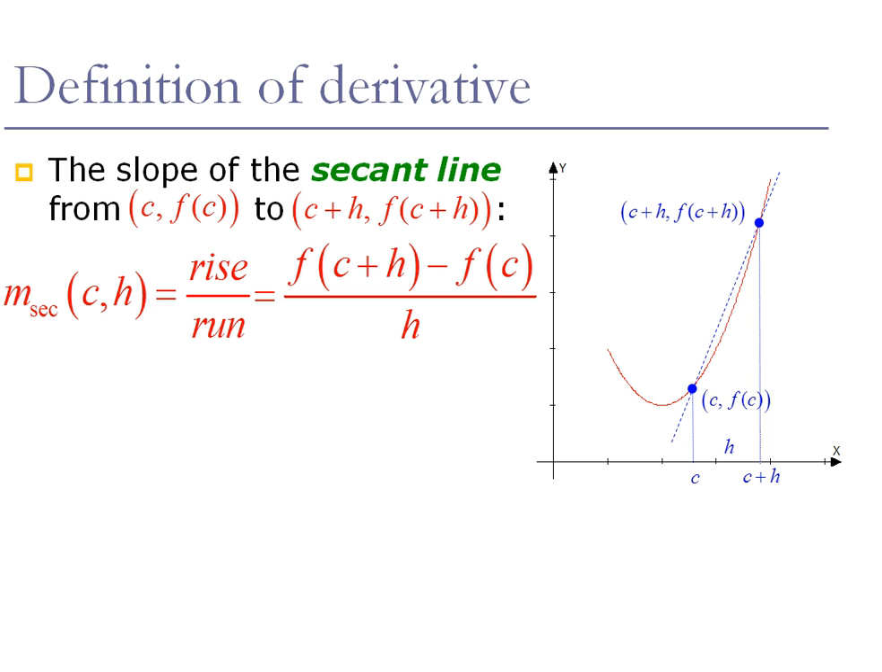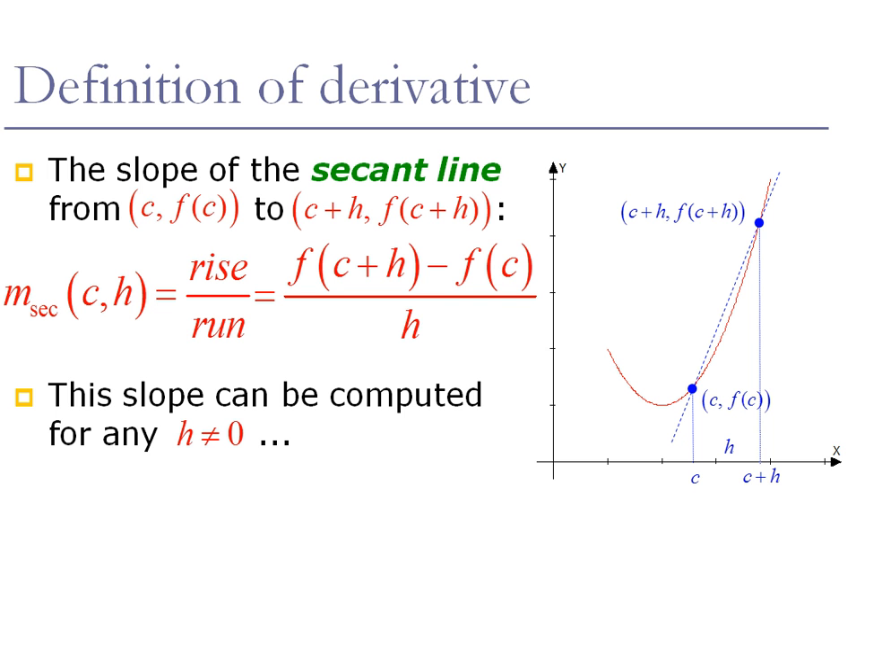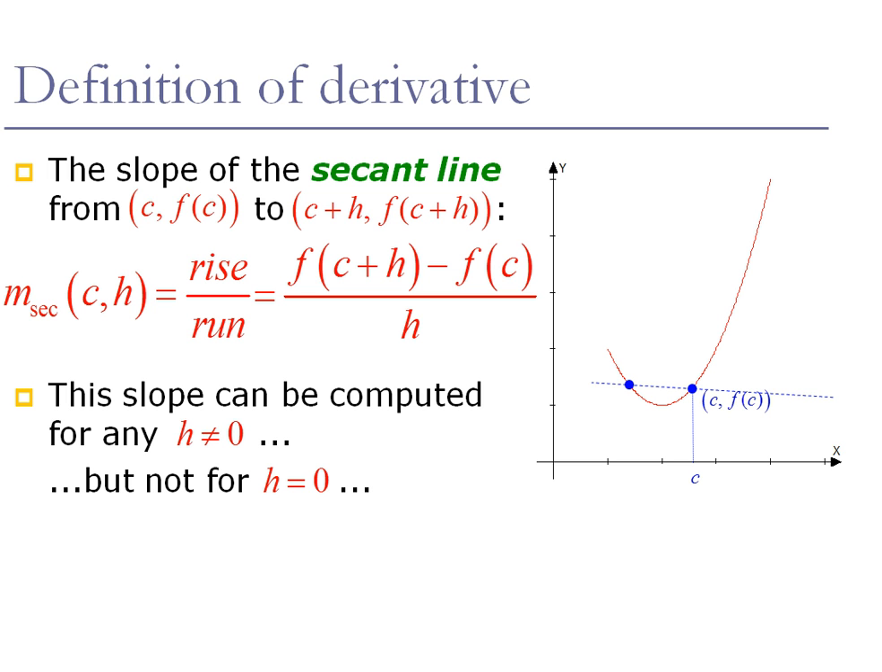We can play this game, in fact, for any point that is near c, as long as my h is not 0, because of course if I end up with a 0, I have a 0 in the denominator, and that's a problem. So for instance, I can move that point a little bit closer to c. I can move it even closer if I want to. I can even go to the other side. All I have to do is pick an h that is negative. So I can play this game for every value of h except 0.